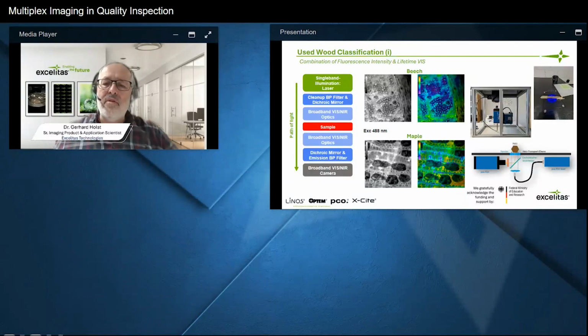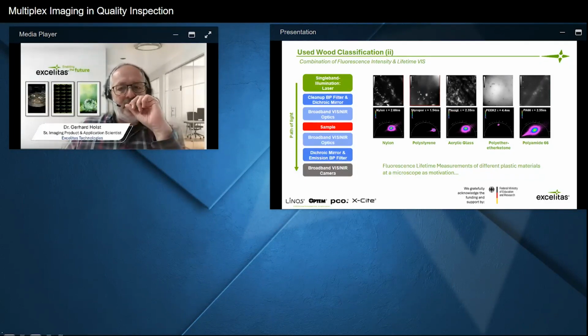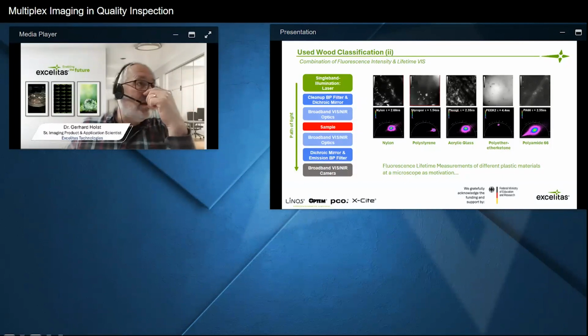Here you see 2 examples of different woods, and the false color readout shows you the different lifetimes. And the motivation for this project was based on measurements that look with different plastic materials, because it's interesting that in the spectral range, the different plastic materials show different lifetimes, although the brightness, the fluorescence intensity, looks pretty much the same.